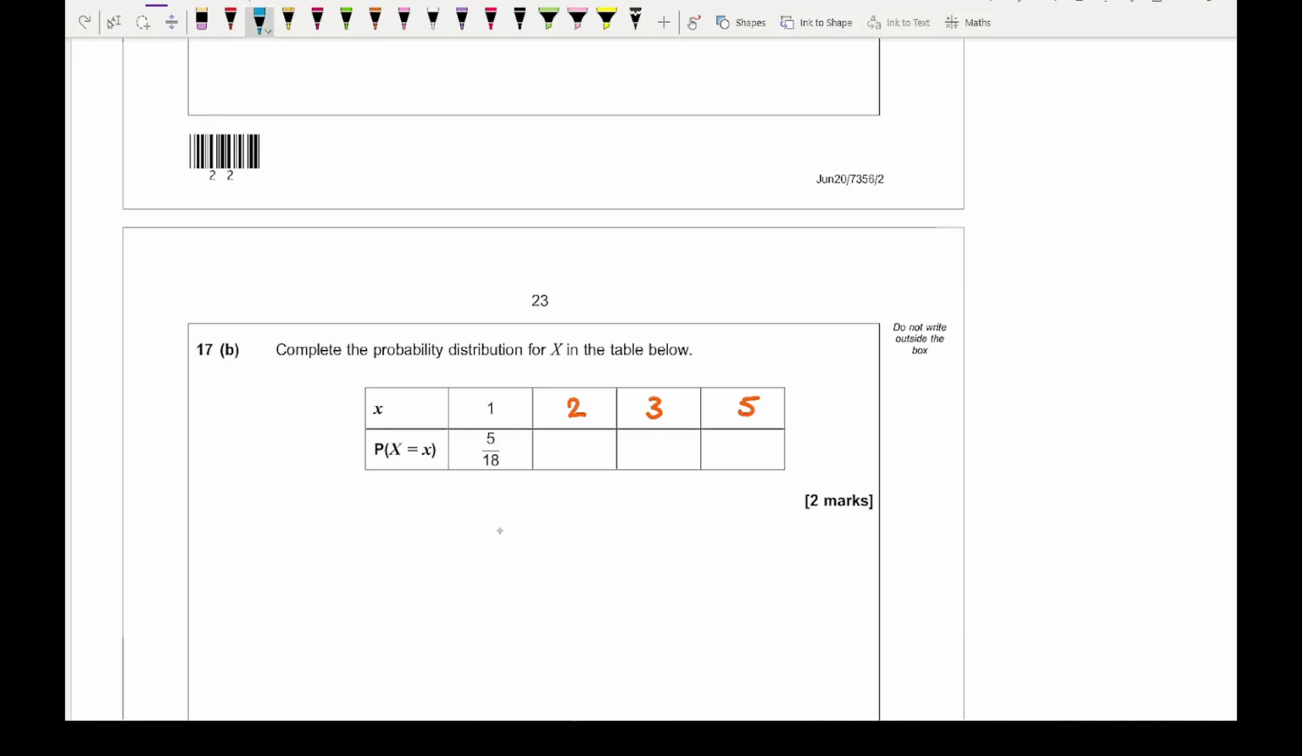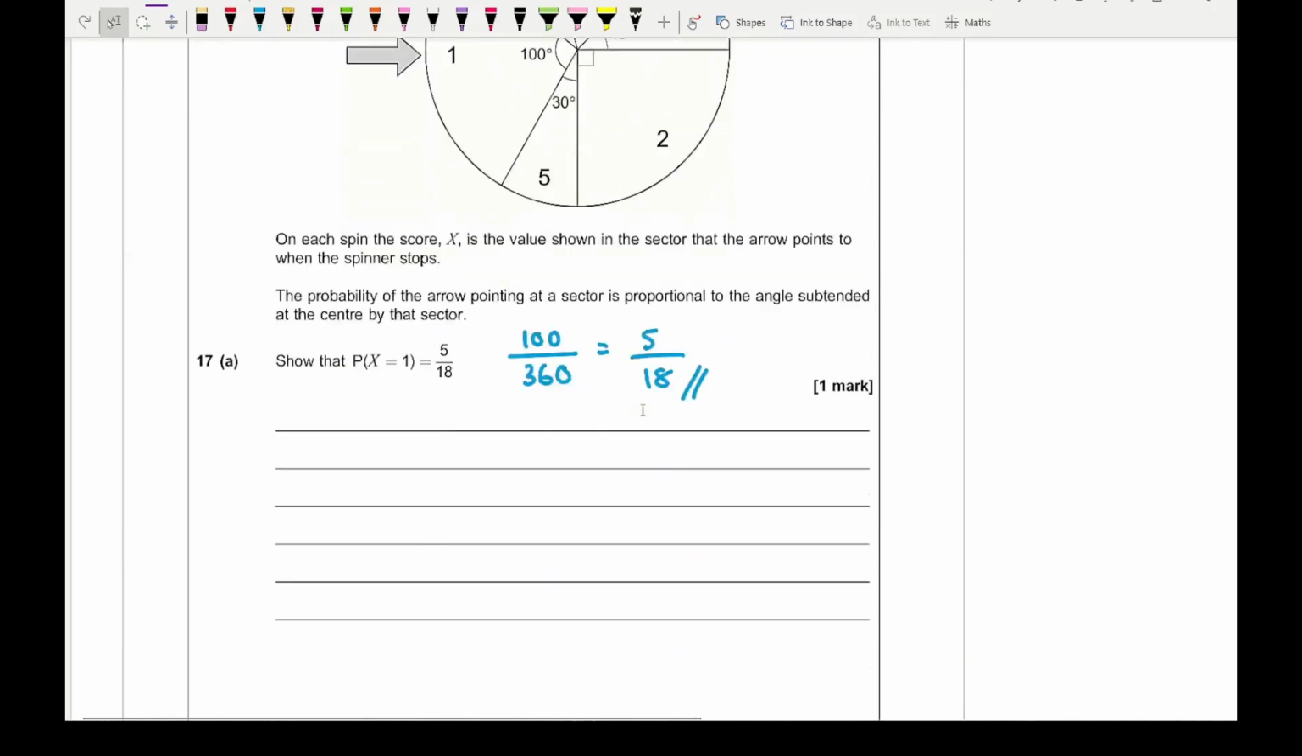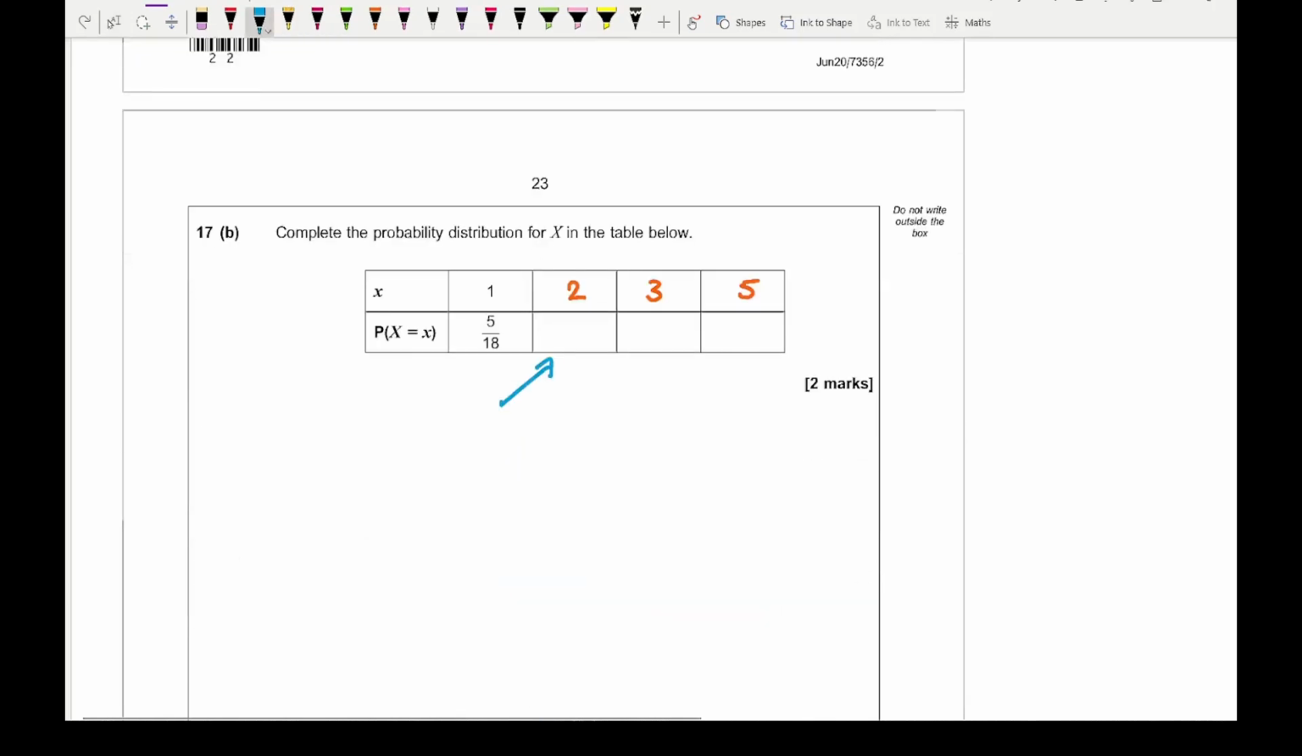So for 2, we add the two sections together. So that's going to be 60 plus 90 over 360. Work that out, and that simplifies to give me 5/12. So that's going to be 5/12 as the probability.